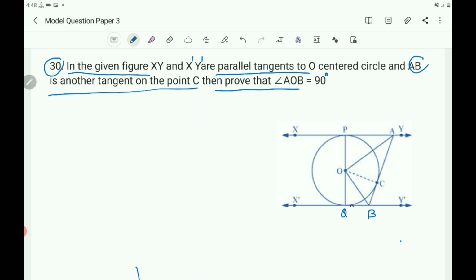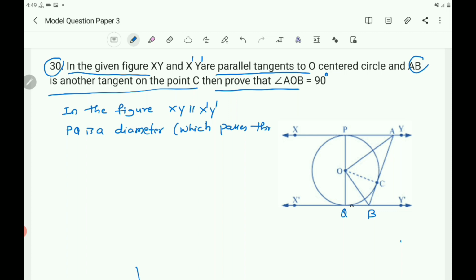Now you write what is given there. In the figure, XY is parallel to X dash Y dash, and also PQ is a diameter which passes through the center.